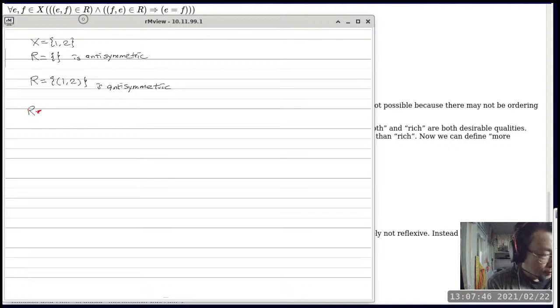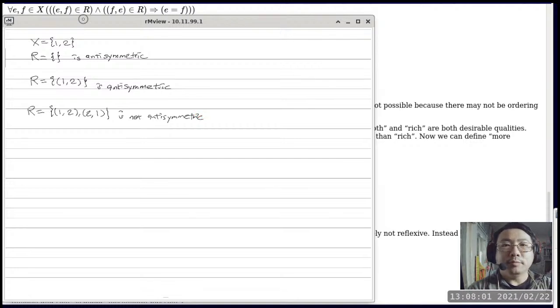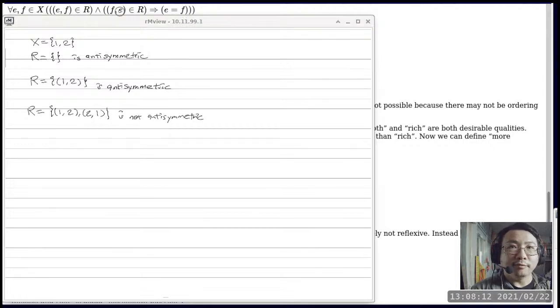Okay? So I'll give you an example. In this case, it's easy because we only got two elements, right? So this one is not antisymmetric. The reason why this is not antisymmetric is because if E equals 1 and F equals 2, then we have both memberships being true, which means the conjunction is also going to be true. If the conjunction is true, then we have true for the left-hand side of the implication, but at the same time, with E equals 1 and F equals 2, 1 equals 2 is false. So that's why now we have true implies false, which basically means this R is not antisymmetric.